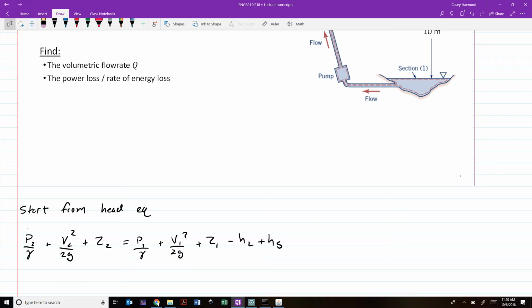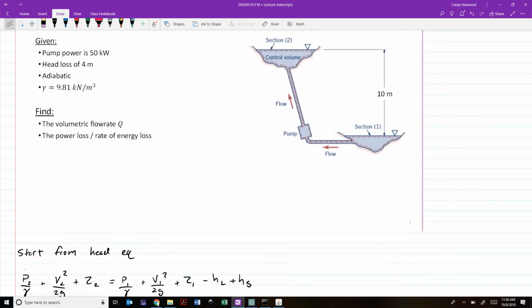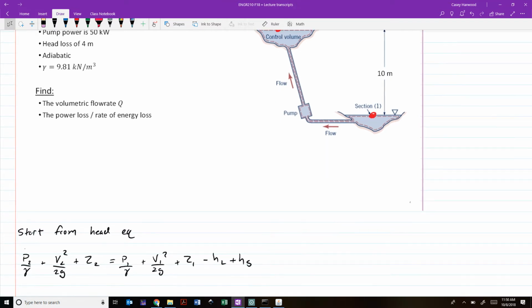About P2 and P1, right? We said that 2 is up here and 1 is down here, right? Both are open to the atmosphere, so the same pressure, so we can cancel those guys out.